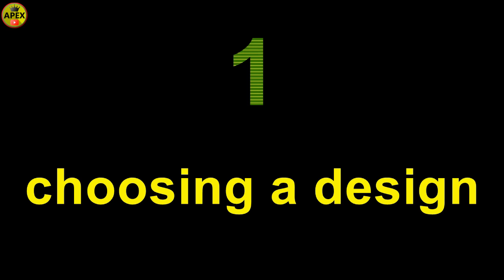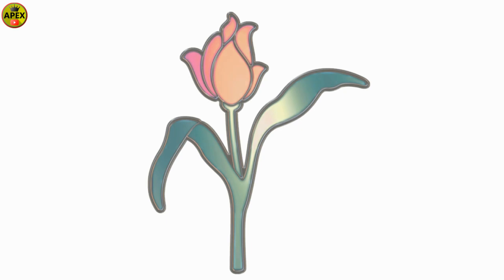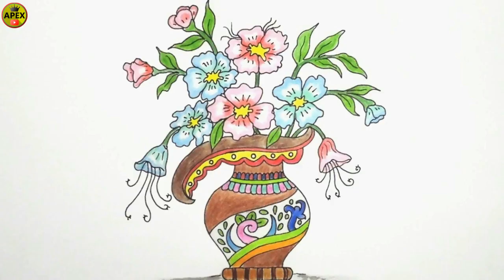1. Choosing a design. Use a photograph. You can use a photograph that you took or one you found in a magazine to create your cross-stitch pattern. Just make sure to choose a picture with well-defined lines and some good contrast in the color scheme. This will make it easier to convert the photo into a cross-stitch pattern.